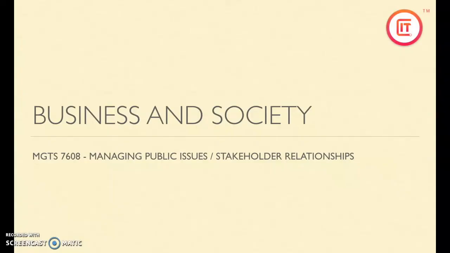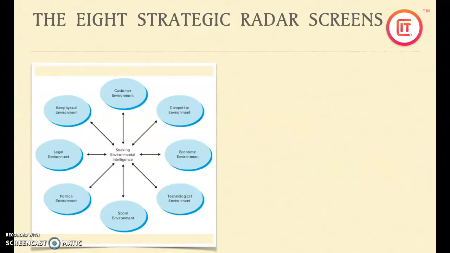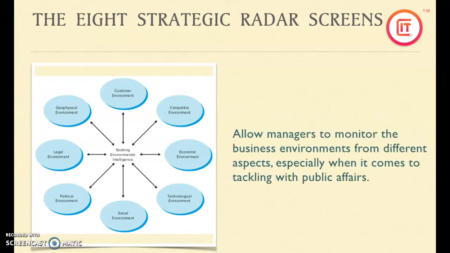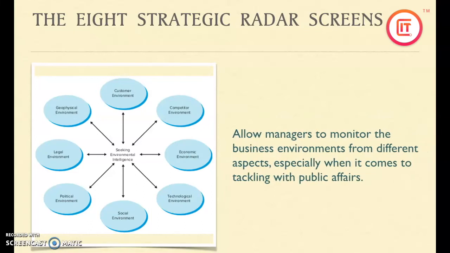I'll be talking about business and society, second chapter, managing public issues and stakeholder relationships today. Within this chapter, I'll be focusing on a specific framework called the 8 strategic radar screens. This radar screen framework is quite useful for allowing managers to monitor the business environment from 8 different aspects, especially when tackling complicated public affairs or public issues.